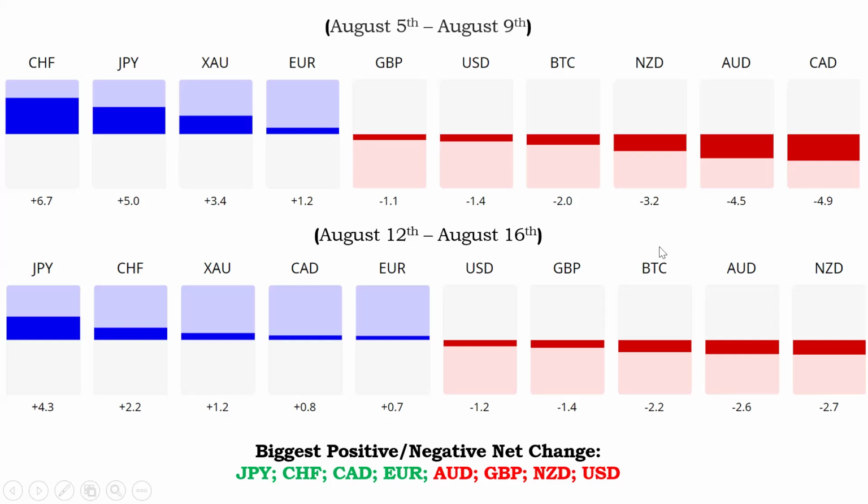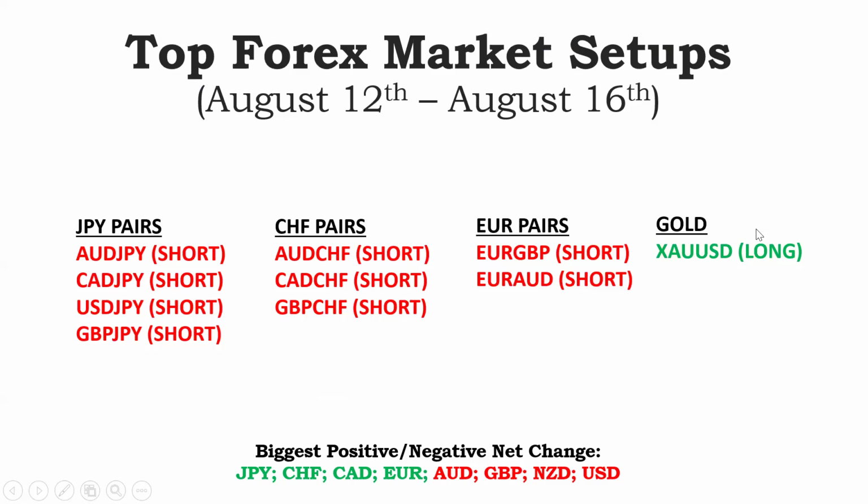So onto the portfolio selection, my best pairs to look for good moves are on the Japanese yen, Swiss franc, euro, and gold. On JPYs, I'm looking to go short on AUD JPY, Canadian dollar JPY, USD JPY, and GBP JPY. And on Swiss franc, looking to go short on AUD Swiss franc, CAD Swiss franc, GBP Swiss franc. And on euro, I'm looking to go short on Euro GBP and Euro AUD, whereas I'm looking to go long on gold. So let's go into the market itself.